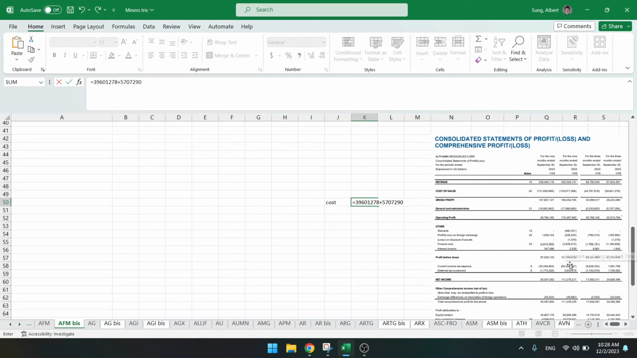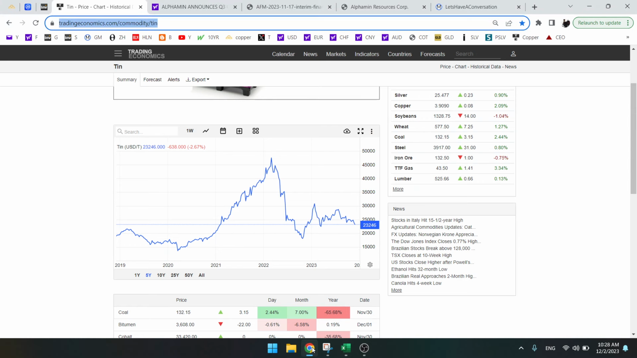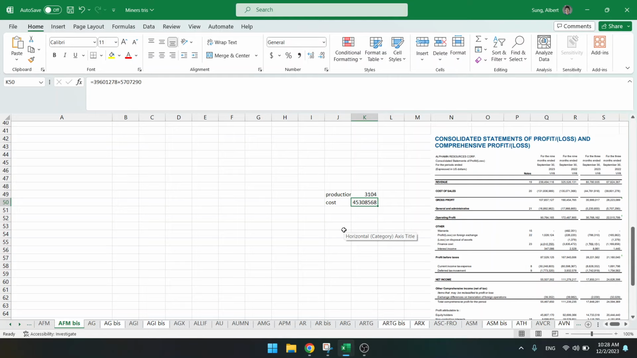Let's not take in the finance costs. So that's about the costs that we have. What was the production? Production was, you got it here, 3104 per quarter. So the costs per ton is this divided by this, 14,596.